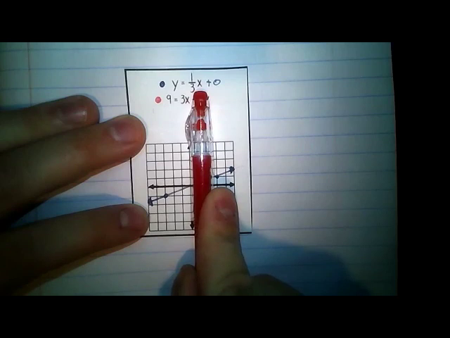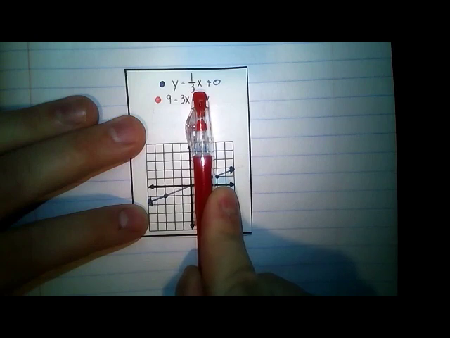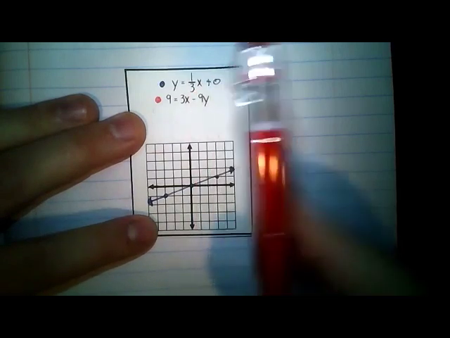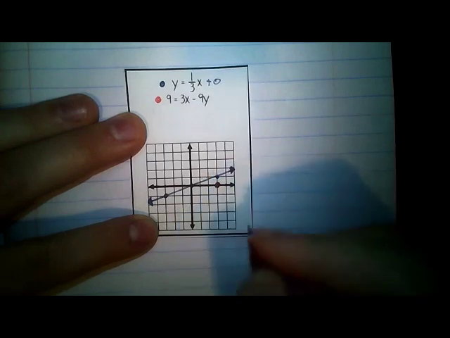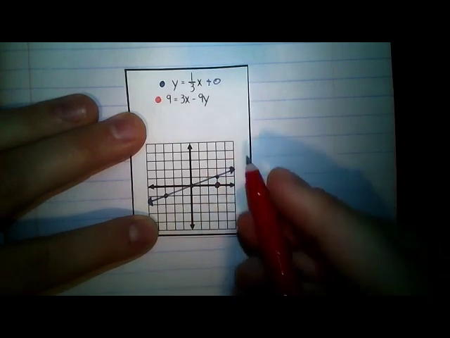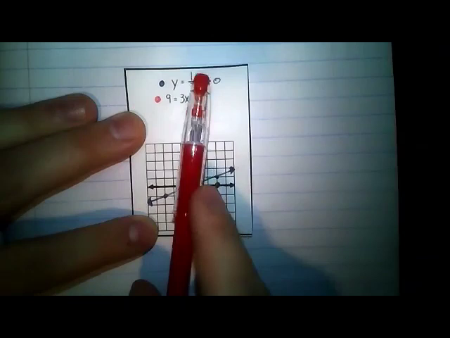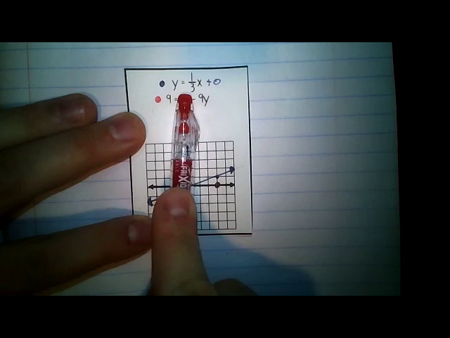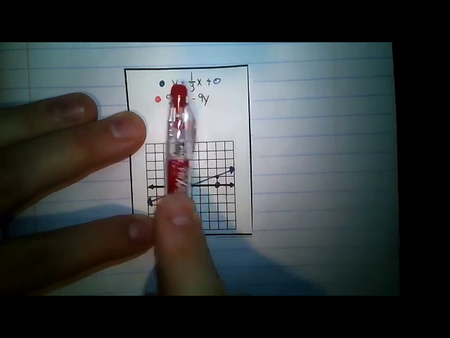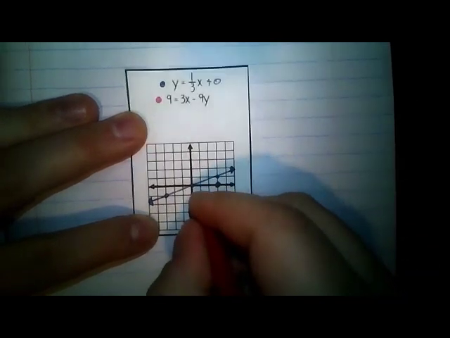And I have 9 equals 3x. Well, if 9 equals 3x, if I divide 3 on both sides, then x equals 3. So my x-intercept is going to be at 1, 2, 3. Okay. Conversely, if I cover up the term with x, I get 9 equals negative 9y. Divide both sides by negative 9, and I get y equals negative 1. So my y-intercept is at negative 1.